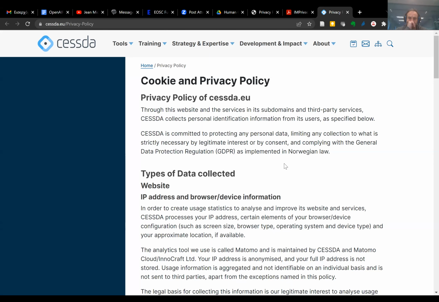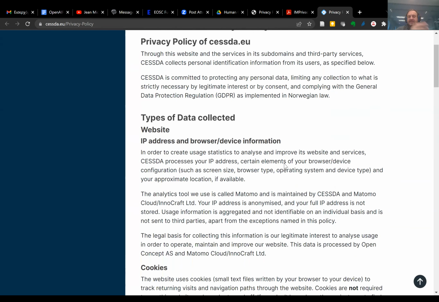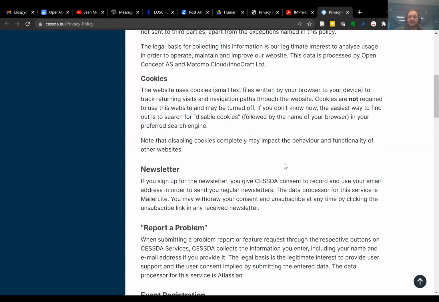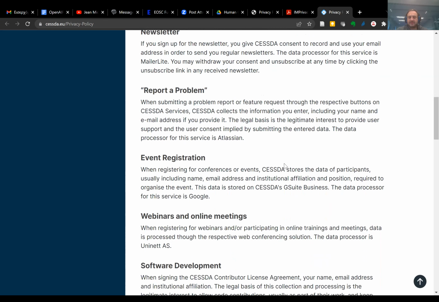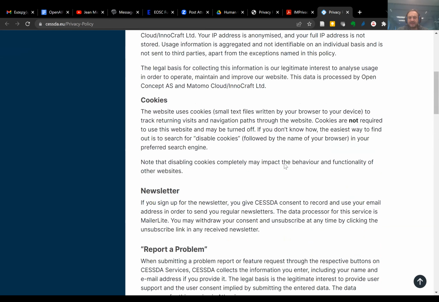Okay, let me go to the last one, which is the one by Joshua. Okay, that's also a very good one, that you differentiate between website cookies and the different services. That's brilliant. Again, a very good point, precisely because you have multiple sources of getting information.